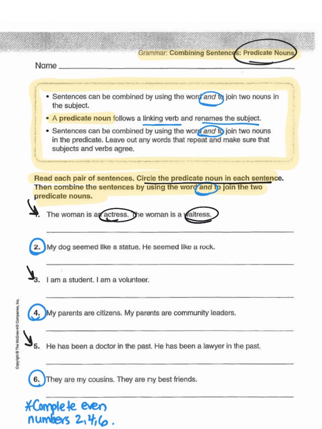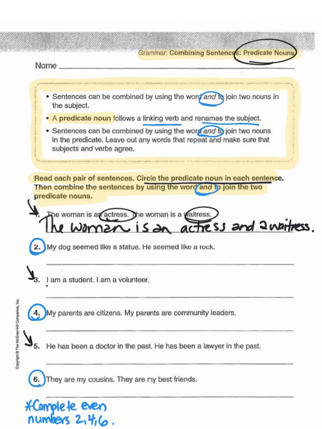So instead of doing two, we know that they're both women. There's a the woman and the woman. We have an actress and a waitress. So we're going to combine it by saying the woman is an actress and a waitress. And don't forget your period at the end.